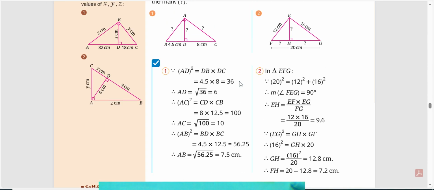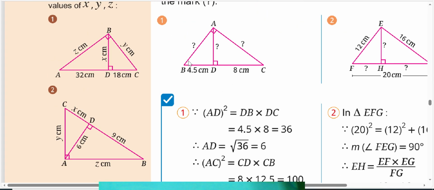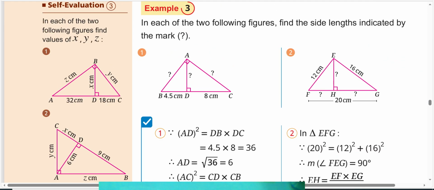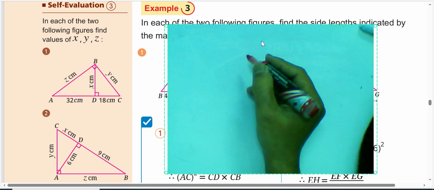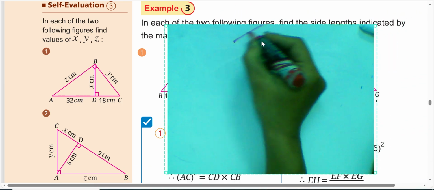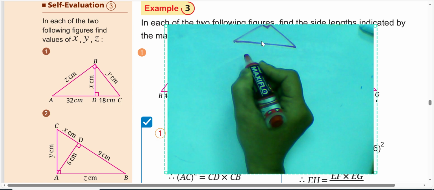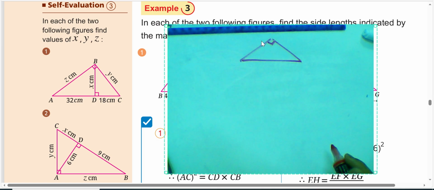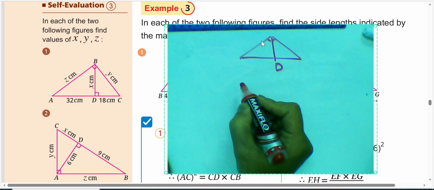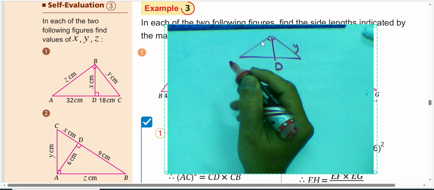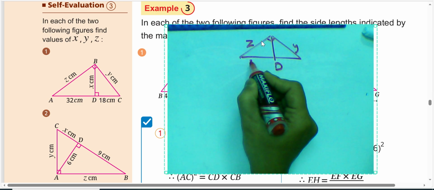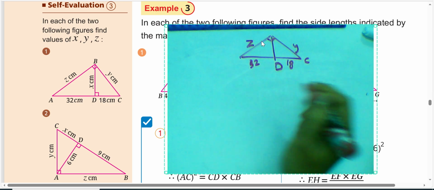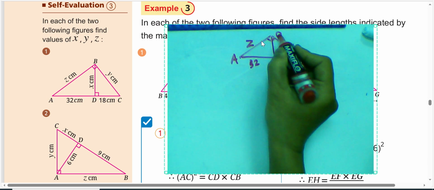Try it yourself. Left hand side here. Find x and y and z. Okay, try it yourself. Number 3. You want to find x and y, z. First question. We have a right angle triangle here. This right angle triangle. Okay. And we have a perpendicular. We have D here and Y and here Z and here 32 and we have 18 centimeter. We have C and A and AB.